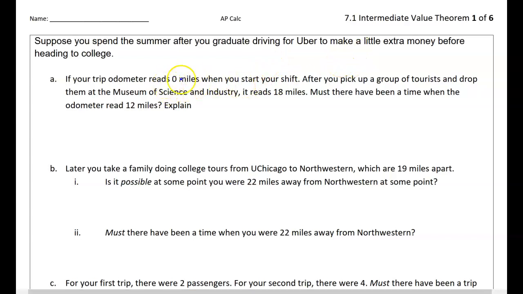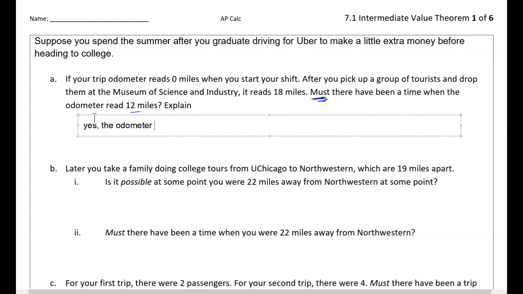So in the first scenario, we're asked if our odometer, that's what measures how far you've driven, reads 0 miles when you start your shift, and you pick up a group of tourists and you drive 18 miles to the MSI. And the question is, I'm going to underline this word must, because that's going to be important later. Must there have been a time when the odometer read 12 miles? And the answer here obviously is yes, right? So if you drive 18 miles and you started at 0 miles, you have to cross 12, right?